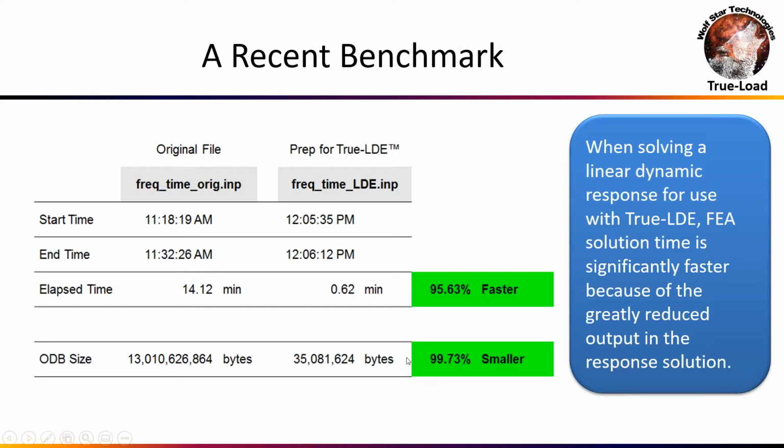Here's a benchmark we've done. Here we had a file from one of the major big three automotive companies, and their original deck took 14 minutes to solve in the solver. And when we prepped the output requests to get it ready for LDE, this 14-minute solve went down to 0.62 minutes, 95% faster. And our storage requirements went from 13 gigabytes to 35 megabytes, 99% smaller. These are obviously related, but this is the speed improvement you get. So we're giving you a supercomputer for your linear dynamic solves too.